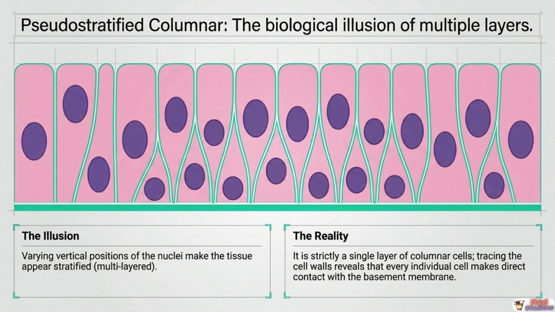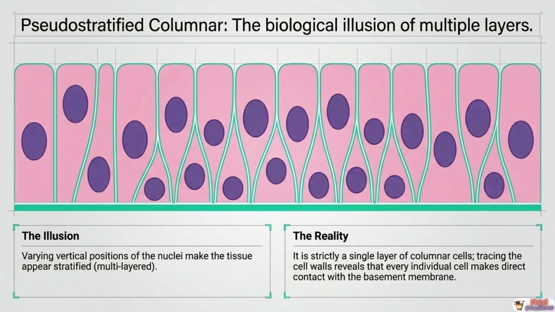Trace the cell walls carefully and you will find that every single cell makes direct contact with the basement membrane below. Every cell. There is only one true layer of cells, which is why this tissue is technically classified as simple epithelium. The apparent stratification is caused entirely by the fact that individual cells have different heights and widths, causing their nuclei to sit at different vertical positions within the tissue section. Think of it like a crowd of people of very different heights all standing in a single line. From above, it might look like 2 or 3 rows, but it is still just one line.